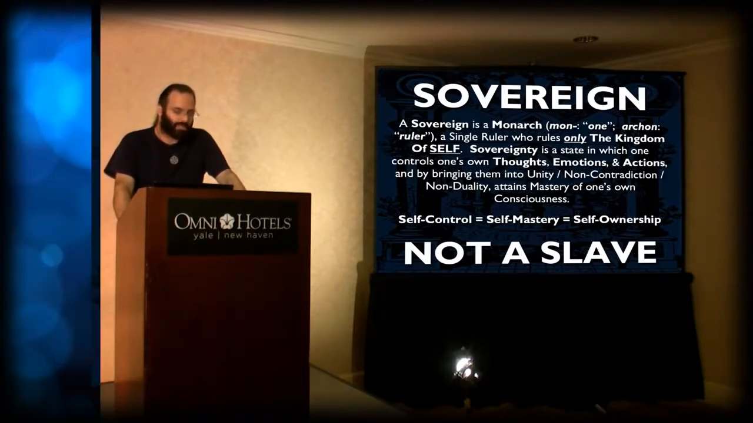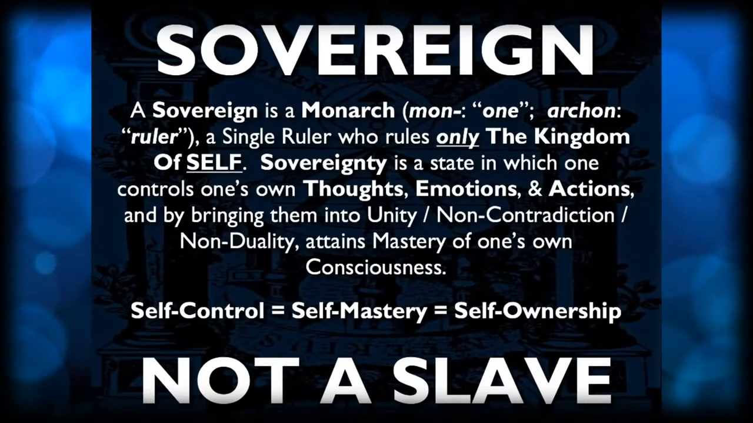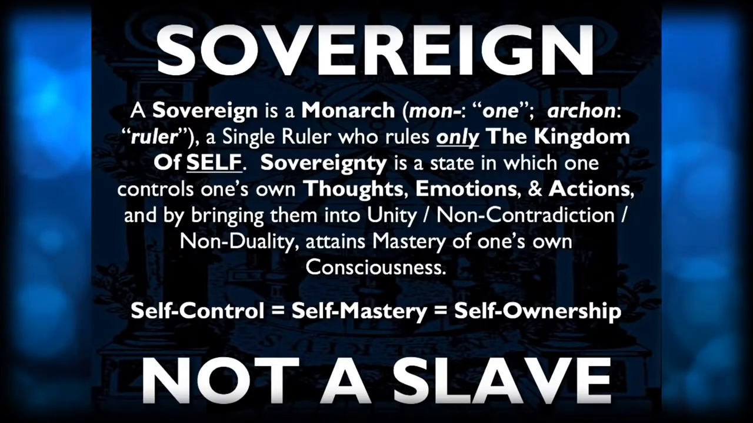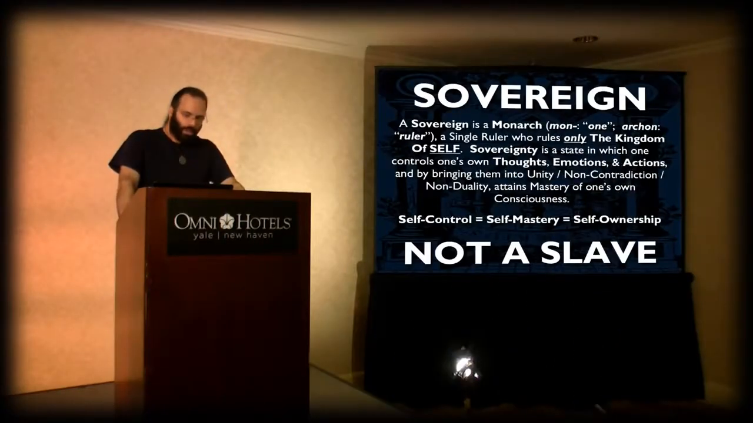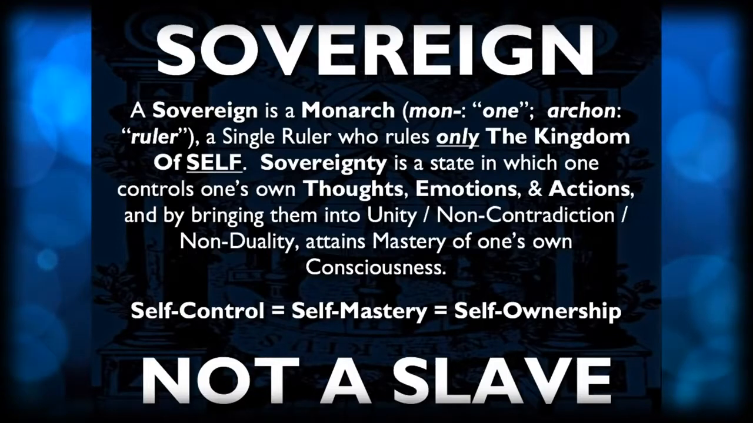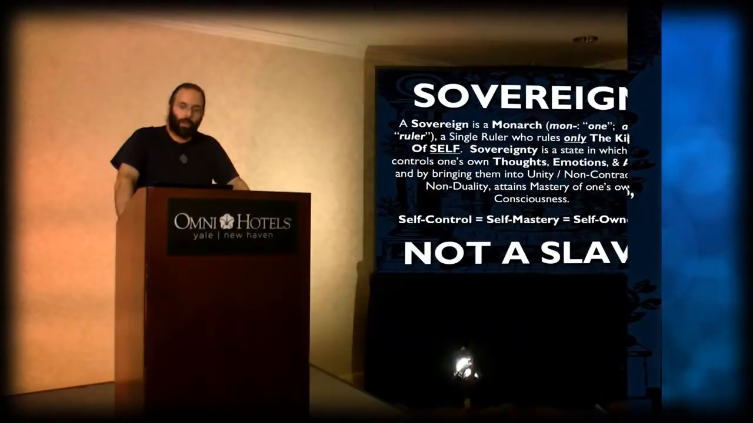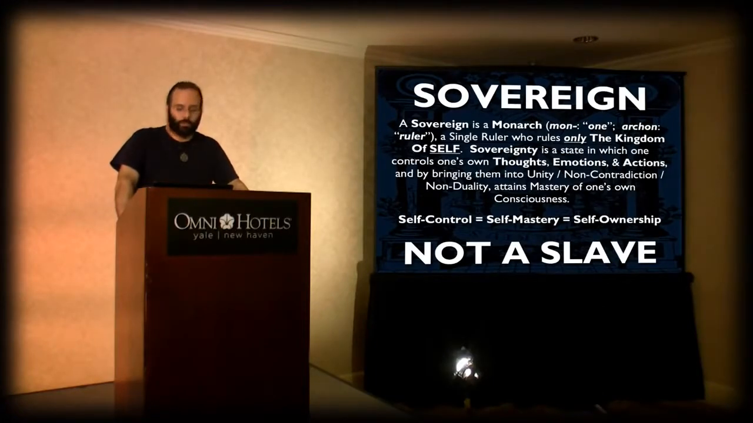Sovereign is a monarch, which means a single ruler who rules only the kingdom of self. Sovereignty is a state in which one controls one's own thoughts, emotions, and actions, and by bringing them into unity or non-contradiction or non-duality, attains mastery over one's own consciousness. Sovereignty could be considered the equivalent of true self-control, true self-mastery, true self-love, or true self-ownership. It's all of these things. And ultimately, it means not a slave. That's what has to be remembered above all else.